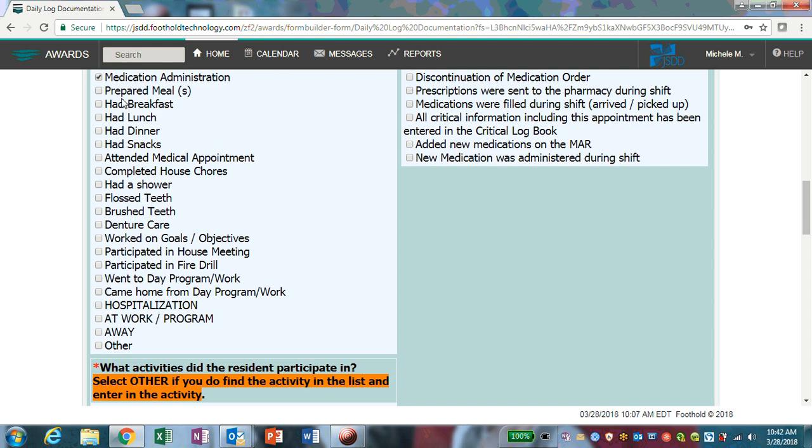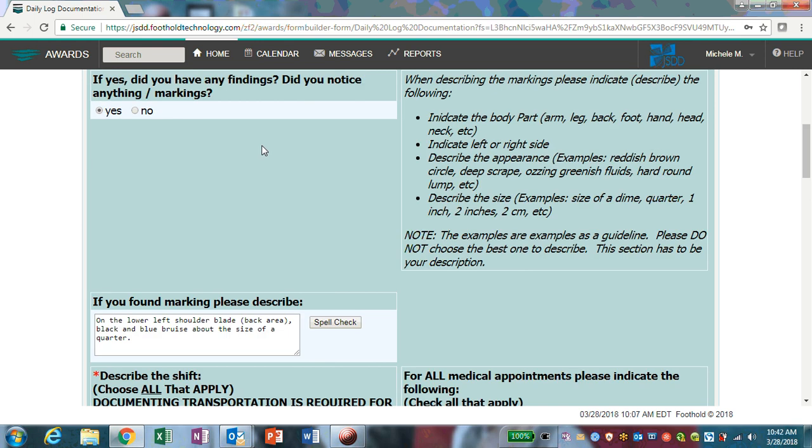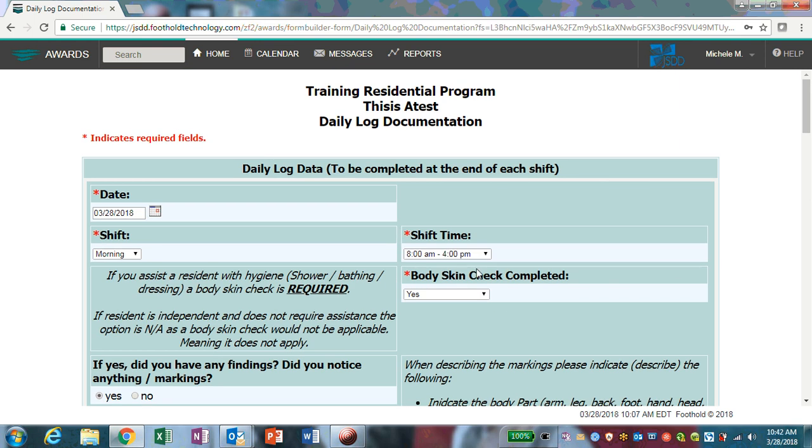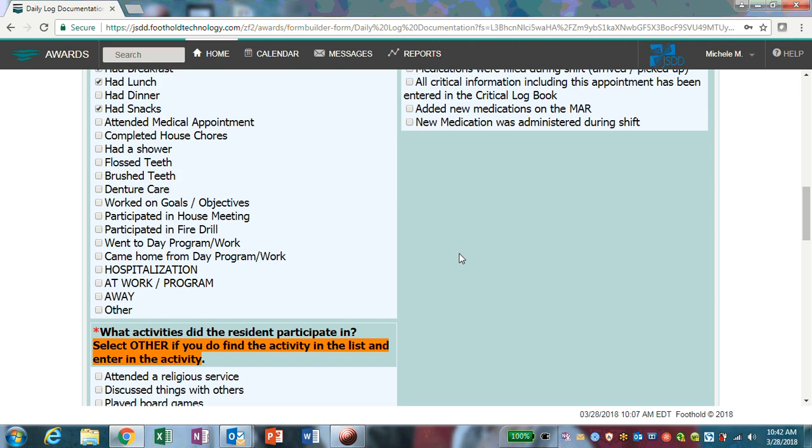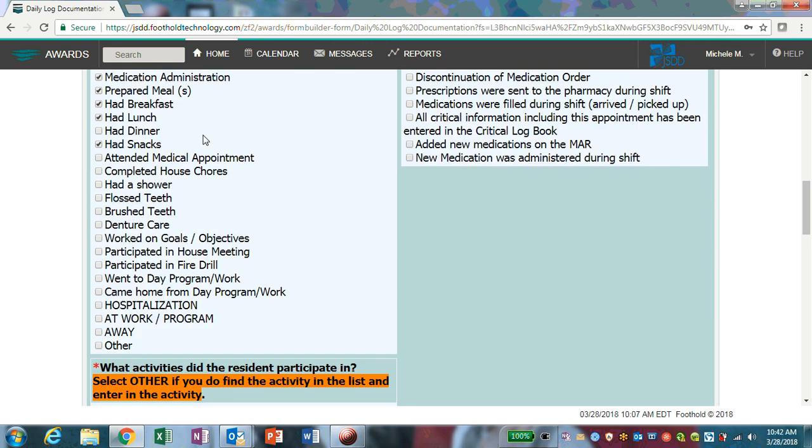Did the resident help prepare meals? Well, let's say they did. They had breakfast, they had lunch, and they had a snack. Because again, I have an 8 to 4 shift. They wouldn't have dinner yet. Attended a medical appointment. Did I help assist with a medical appointment? Yes or no? Did they work on household chores? I'm going to say yes. They cleaned the dining room table, and that's one of their chores. Not an IHP goal, just a house chore.